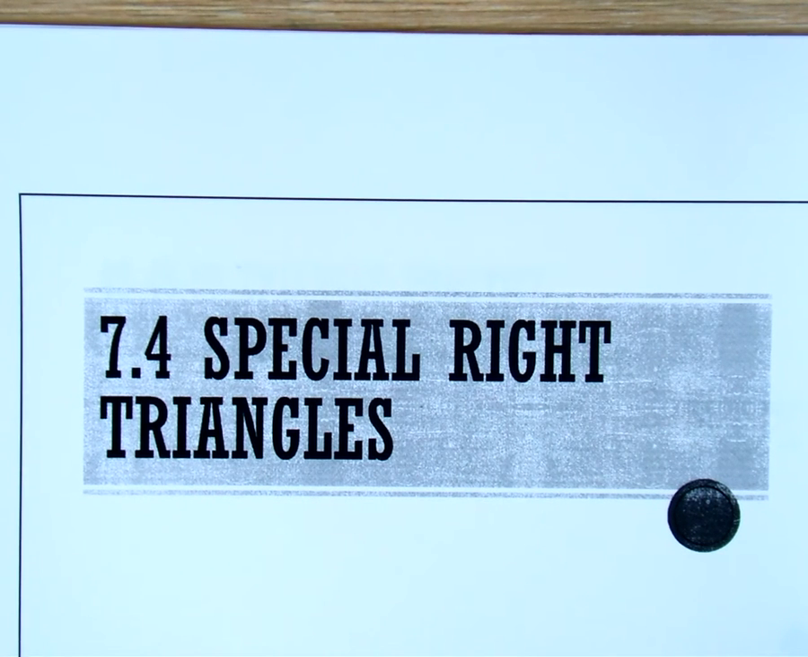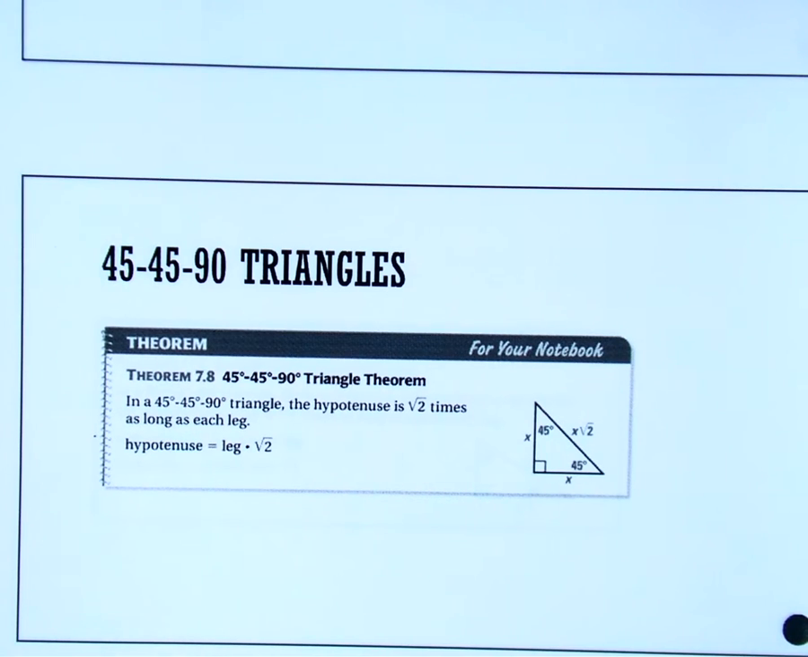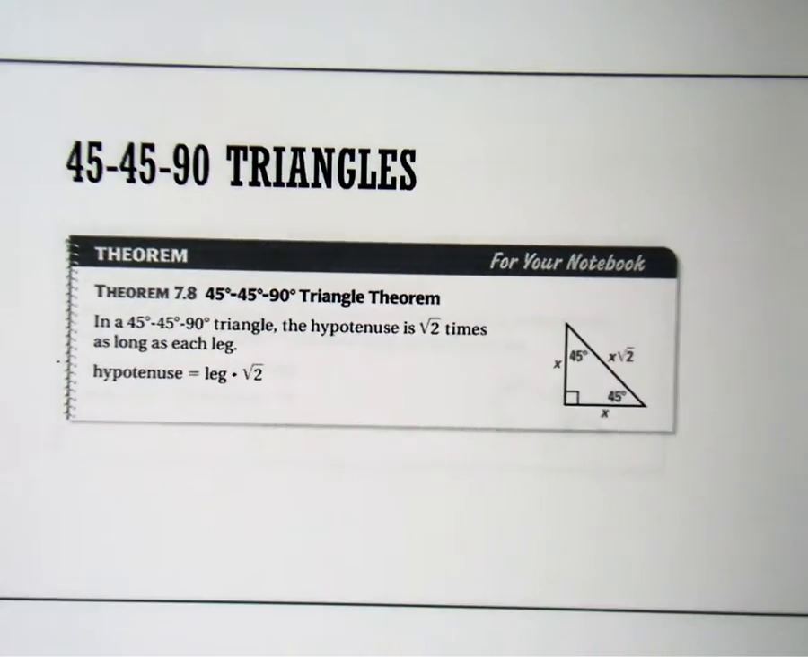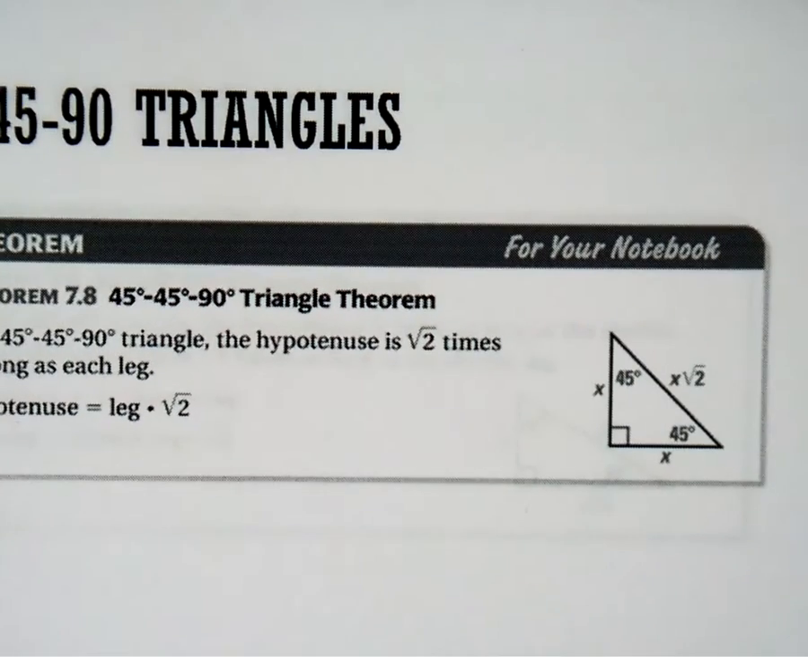Alright, geometry, here we are with another lesson. We got 7.4 special right triangles. Okay, going to be a pretty short one today because we're splitting this into 3 days. Day 1 we got the 45, 45, 90. And this is the pattern we'll follow for all 45, 45, 90 right triangles.